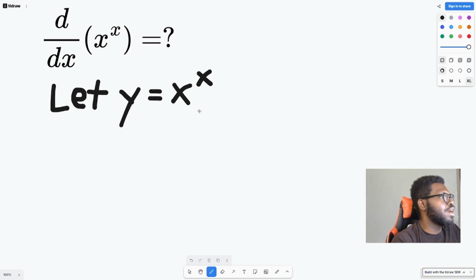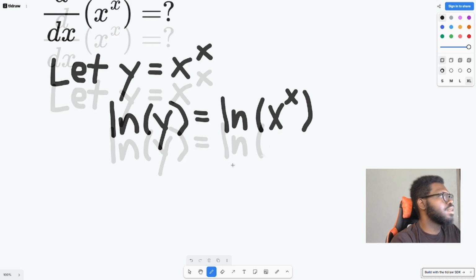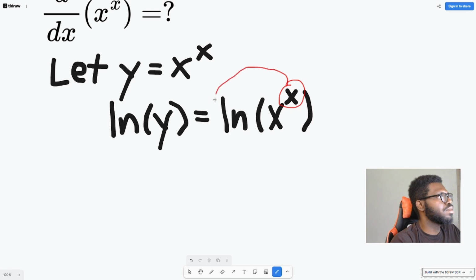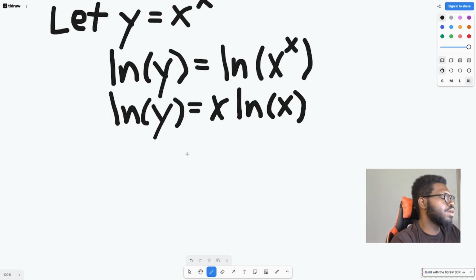If you thought of the natural log, then you'd be correct. We're going to just take the natural log of both sides. When we do that, we get ln y is equal to ln of x to the x power. And this is useful because we know from the properties of logarithms that we can just move this exponent out to the front. When we do that, the right side is just going to become x ln x. Okay, so we've gotten rid of the variable in the exponent, but what now?